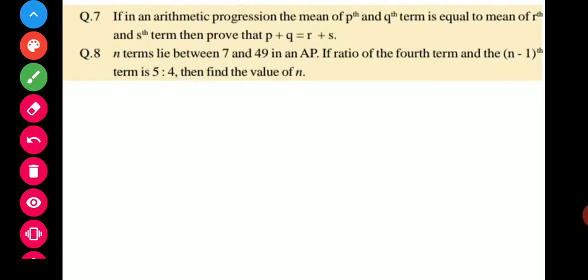Now come to the seventh question. So that is your seventh question. You can see here.